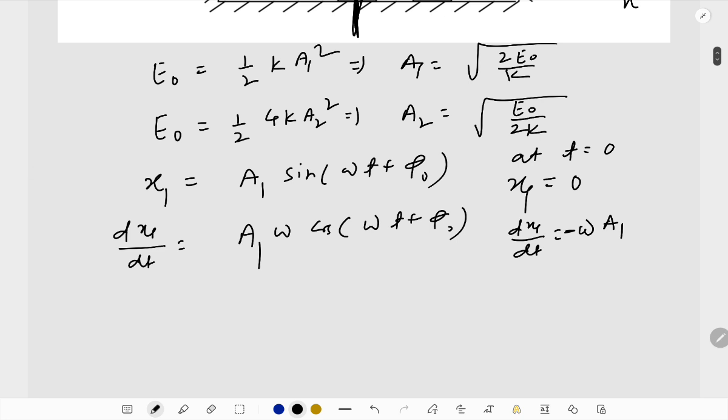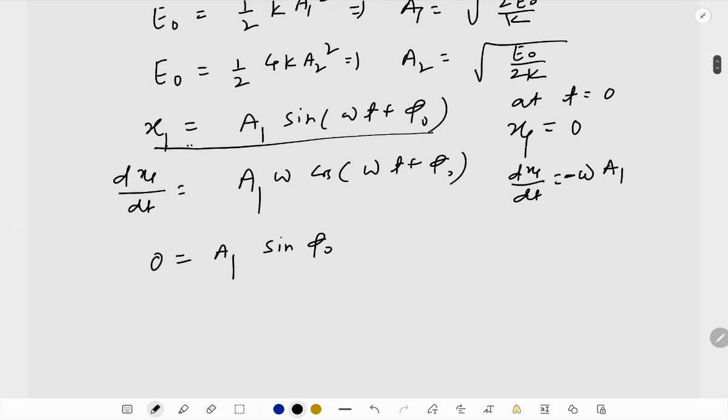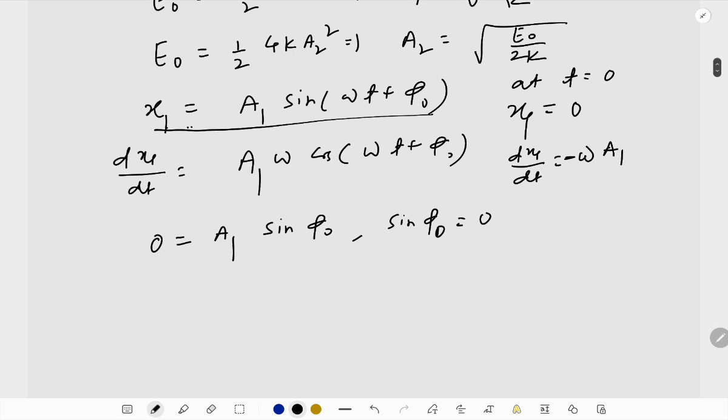So I can put all these things together. After putting the values of the initial conditions in this equation, I get 0 equals A1 sine phi naught. That means sine phi naught is equal to 0. That's fine. And dx1 by dt was minus omega A1 at t equals 0, and that will be equal to A1 omega cos phi naught.